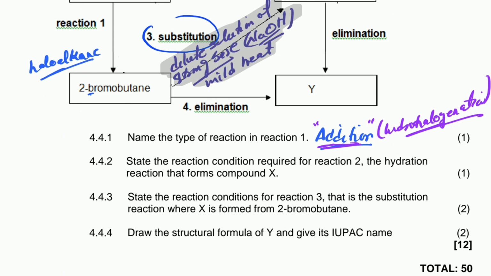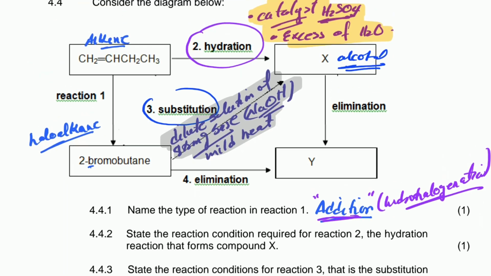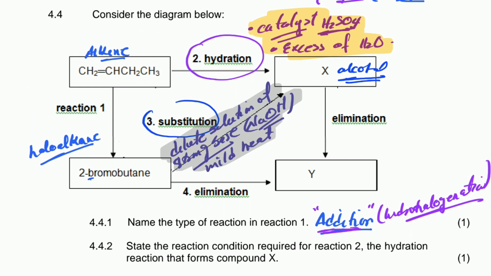And then the final one, draw the structural formula of Y and give its IUPAC name. Now, here we must be careful. We're coming from an alcohol to compound Y, and we're going from 2-bromobutane to compound Y. Those are the two options to form compound Y. And in both cases it is elimination. So remember also we're starting with the same compound at the beginning here. We have this compound there.